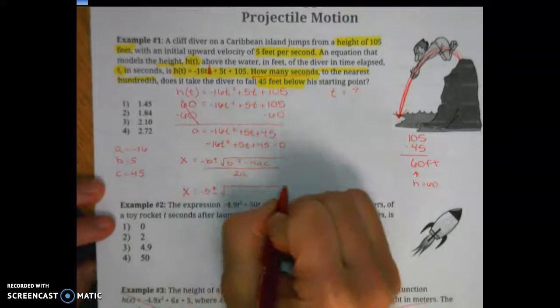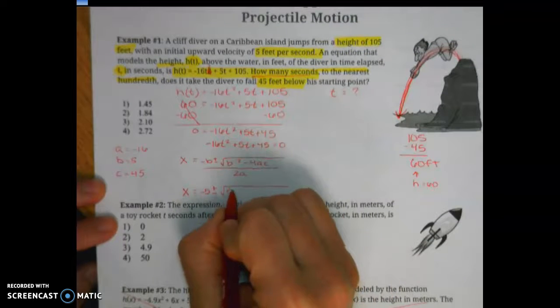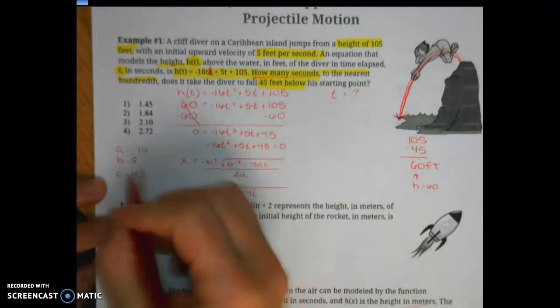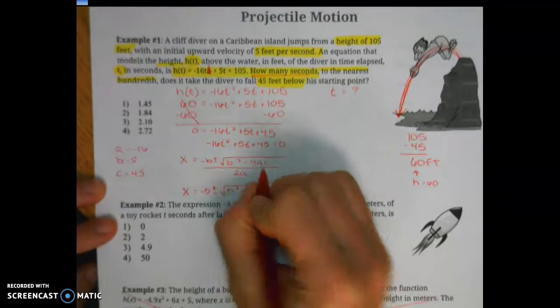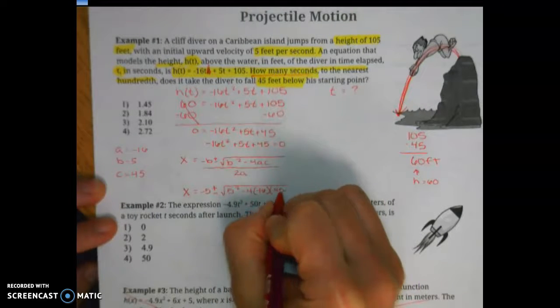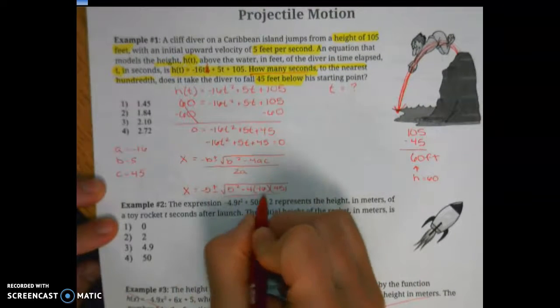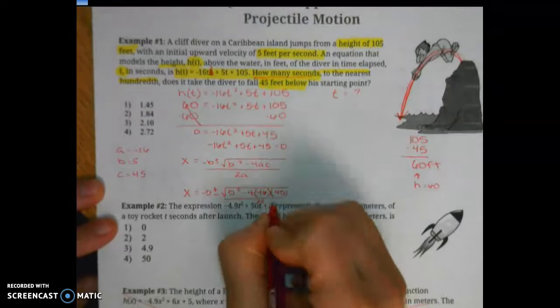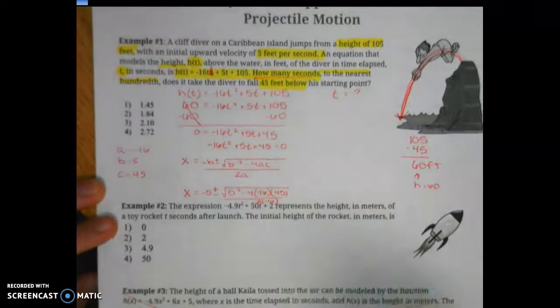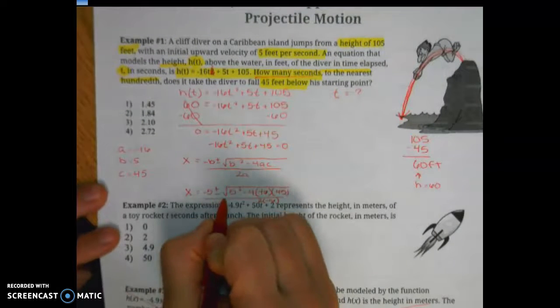I have a big square root sign, b squared, so 5 squared, minus 4 times a, which is negative 16, times c, which is 45, all over, oh, I hope we can fit this, 2 times a, which is negative 16. Okay, and sorry, my fraction bar should have gone a little longer.